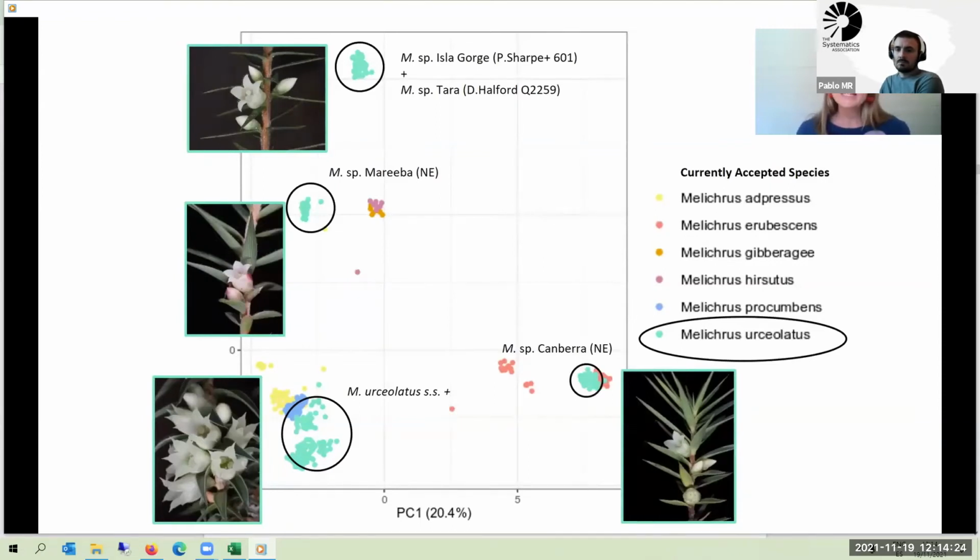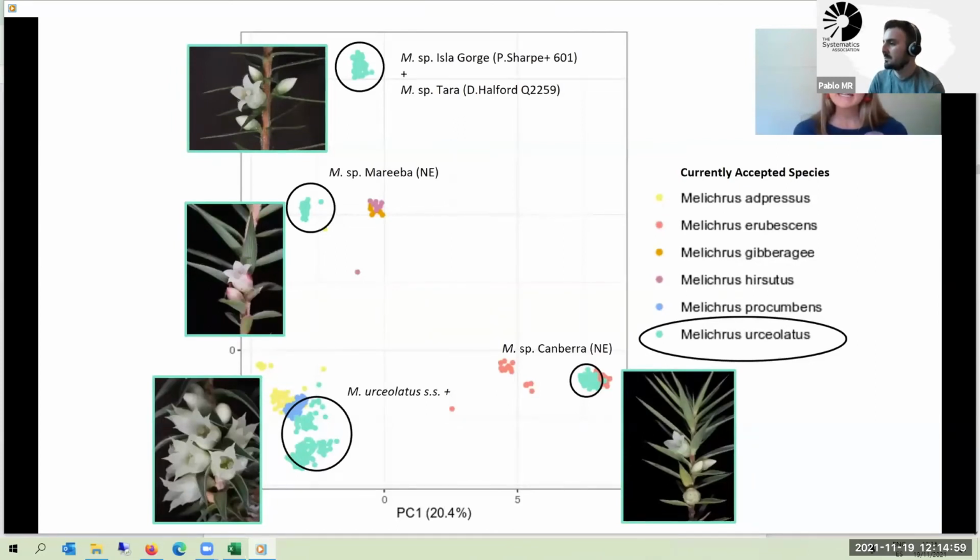And at the bottom right is a cluster which corresponds with a putative new species, Melichrus Canberra, which I segregated on the basis that its vegetative and some of its floral characters were more similar to Melichrus erubescens than to Melichrus urceolatus sensu stricto. It is seen here clustering more closely to Melichrus erubescens than to its current conspecifics. Further subsetting of this part of the PCA does decisively separate Melichrus Canberra as distinct from Melichrus erubescens.